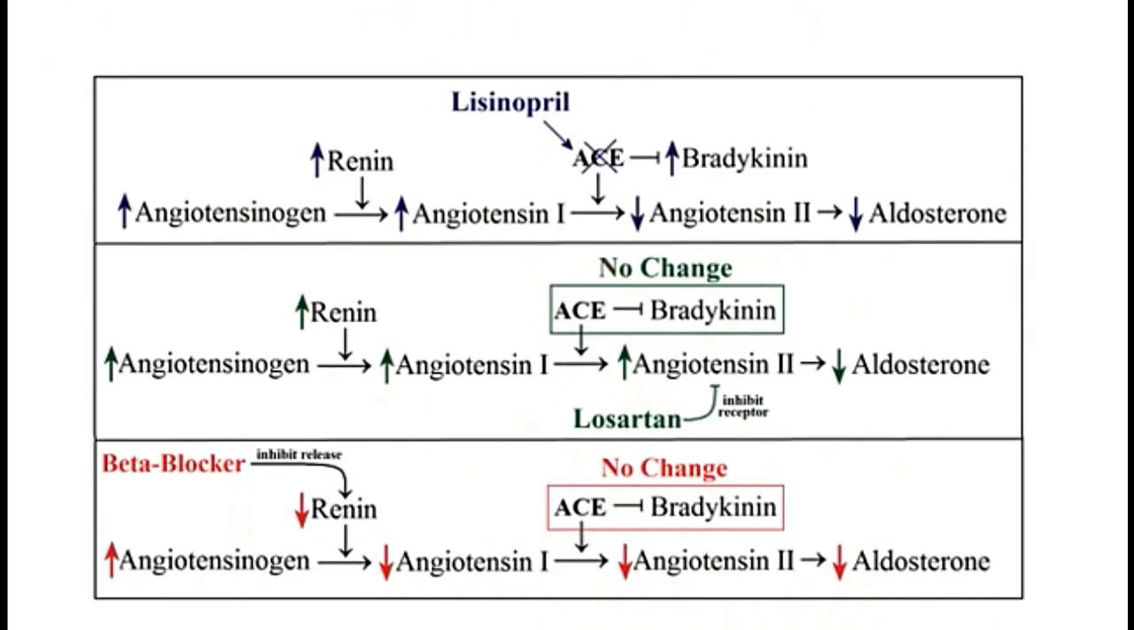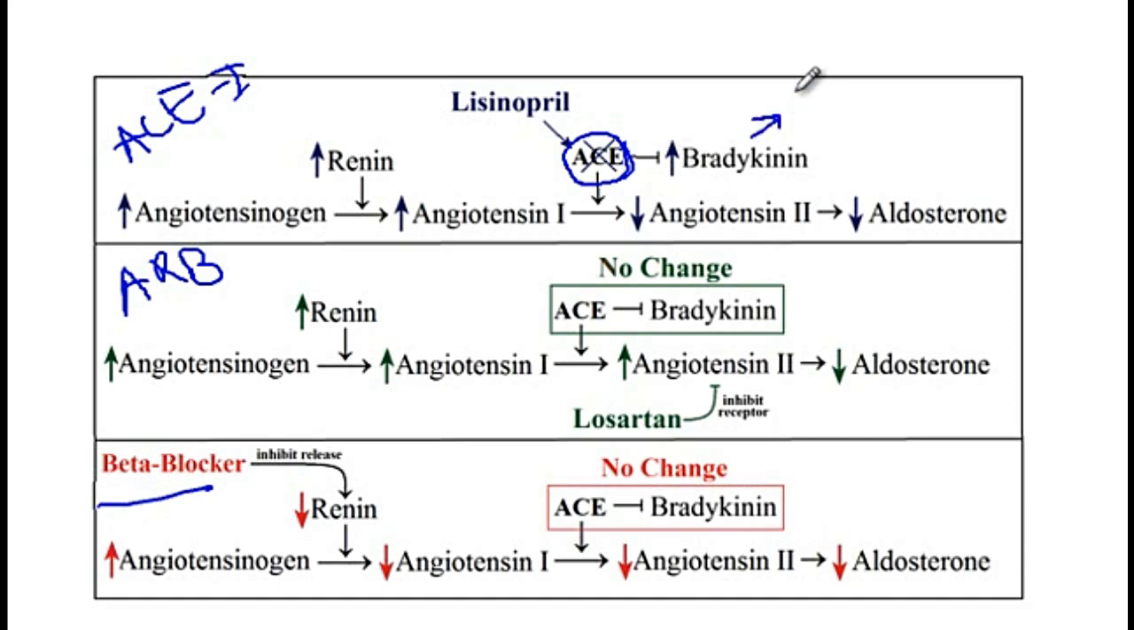Next, I would like to go over the mechanism of ACE inhibitors, angiotensin receptor blockers, and the beta blockers. So here you can see that ACE inhibitors like lisinopril inhibit the angiotensin converting enzyme. The angiotensin converting enzyme itself normally breaks down bradykinin. So if you block the ACE, there would be an increased level of bradykinin in these patients, which can cause cough and angioedema as a side effect of this class of medication.